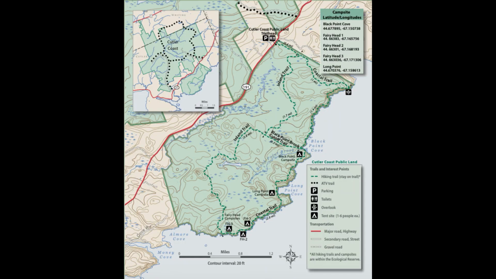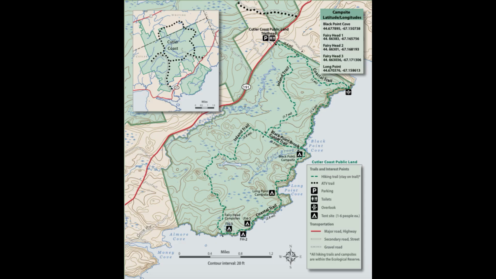The group we saw at the beginning of the video is currently on a 3-day backcountry expedition within the Cutler Coast Public Land Trail system. The trip both begins and ends at the Cutler Coast Public Land Trailhead here. Because this is the only reliable access point for vehicles and emergency responders, all evacuation routes are designed to move the group back to the trailhead as efficiently and safely as possible.